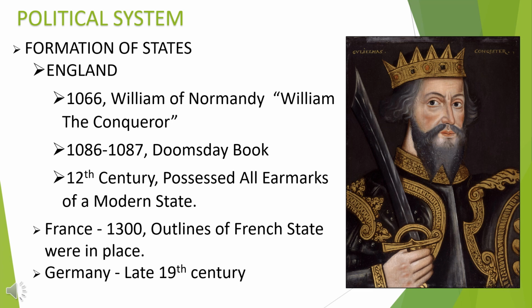It had a core of royal officials, a system of courts, laws that were more or less uniform from one end of the kingdom to the other, a royal army, and a national currency issued by the royal treasury. Next, France followed suit, and the outline of state was established in 1300. Then, finally, in the 19th century, the state of Germany was created.